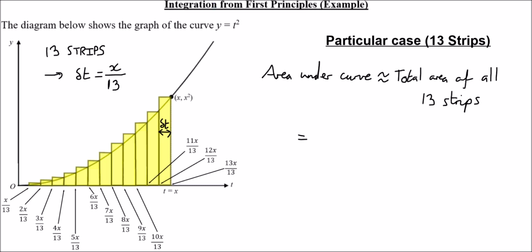I'm going to put the height first. So the height of each strip will be the function of that value. So if we've got, for example, x, the height of it will be f of x, which will be x squared. So first of all, the height of it is going to be the function value at that particular point. So this first one is going to be f of x over 13. That'll give you the height of this first tiny one. That's the height of the first one. And the area of a rectangle, of course, is the height multiplied by the width, which we're calling delta t.